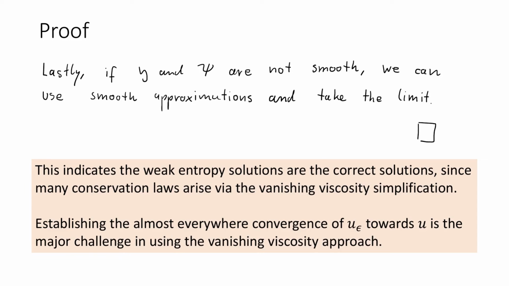This indicates that the weak entropy solutions are actually the correct solutions, since many conservation laws arise via the vanishing viscosity simplification. In this theorem, we have supposed that the almost everywhere convergence was already given. Now, in practice, establishing the almost everywhere convergence of u epsilon towards some function u is a major challenge in using the vanishing viscosity approach. So we should see this as, first and foremost, a theoretical result that corroborates our intuition that entropy solutions are the correct solutions.